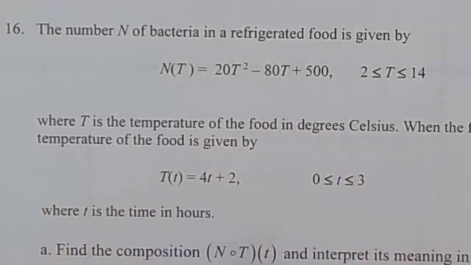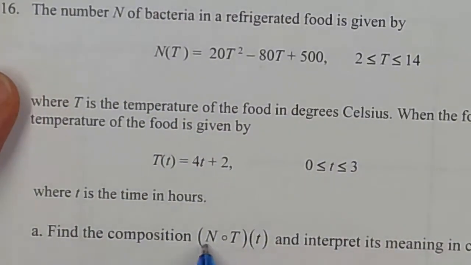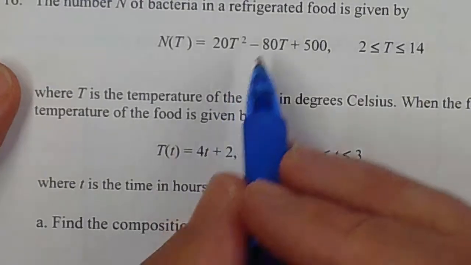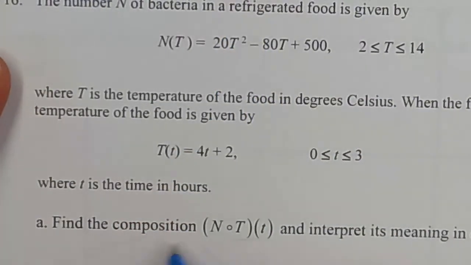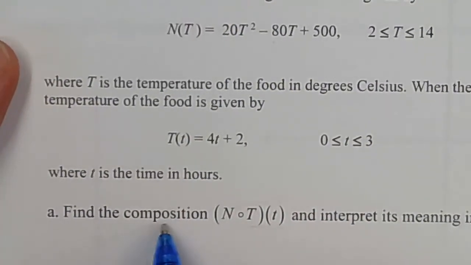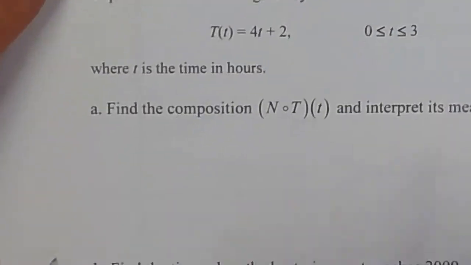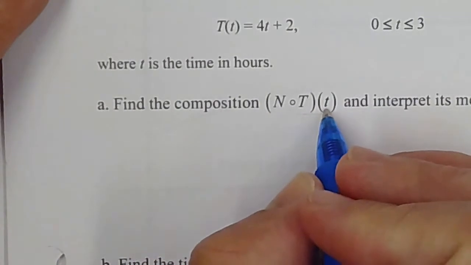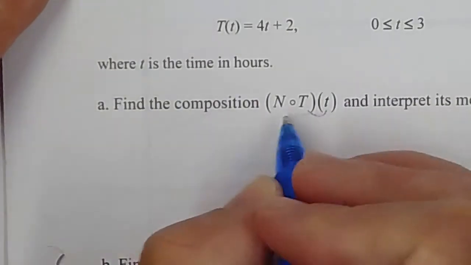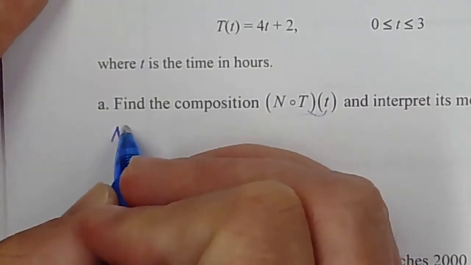So by creating a composite, we'll actually skip this process and make it 1. You'll see what I mean once we create this composition. So find the composition of this and interpret its meaning in context. So here we go. Since lowercase t is next to capital T, that goes first. Let's put that in the belly of the function. Write this down.